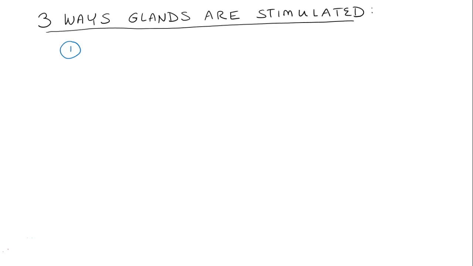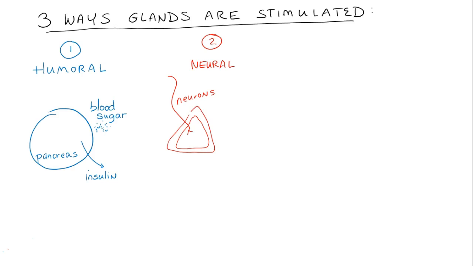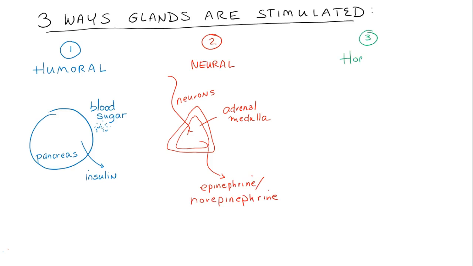Not all glands are stimulated by the brain to secrete a hormone. There are actually three ways that glands can be stimulated. The first is humoral stimulation. Humoral means fluid. The pancreas detects an increase in blood sugar directly and sends out insulin to lower blood sugar levels. Secondly, there's neural stimulation of a gland. The sympathetic nervous system can activate the adrenal gland in a fight or flight situation to send out the hormones epinephrine and norepinephrine. The third way that glands are stimulated is hormonal.